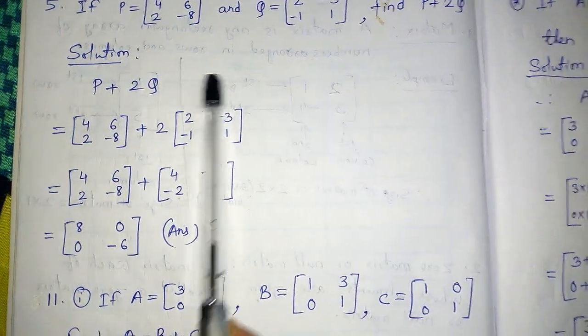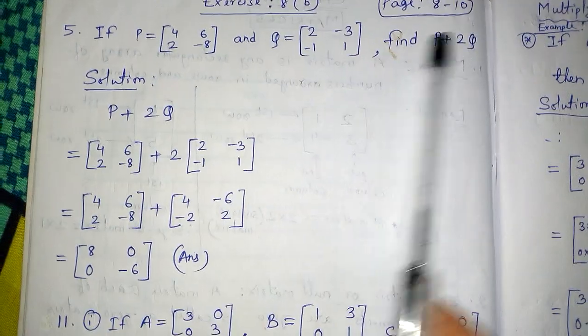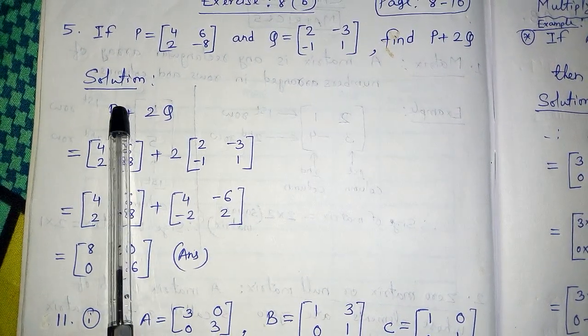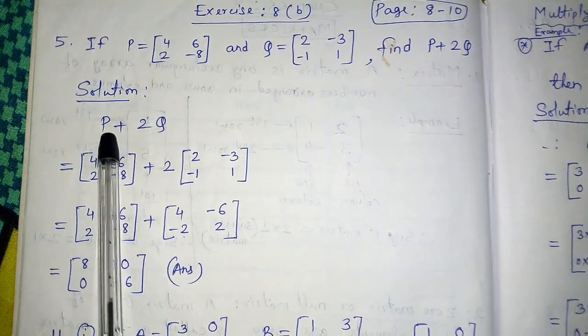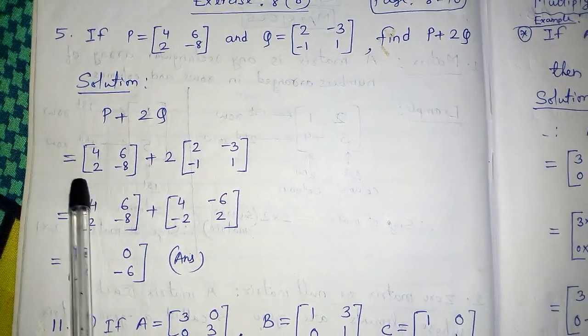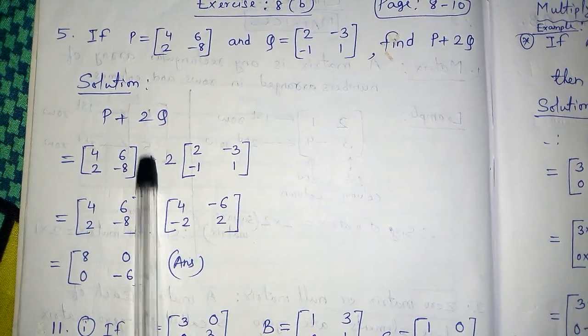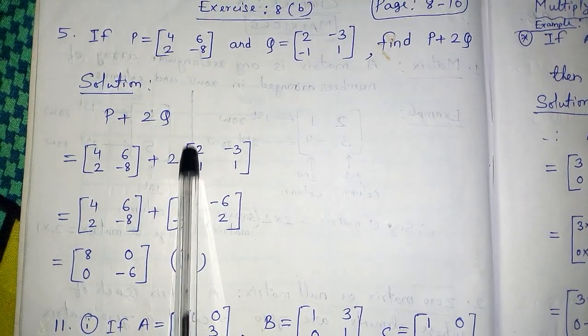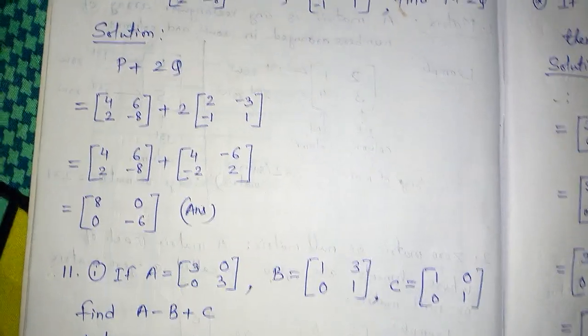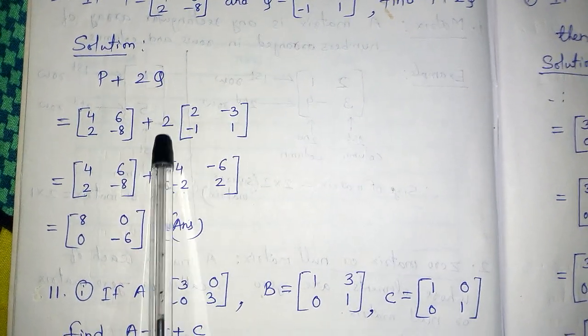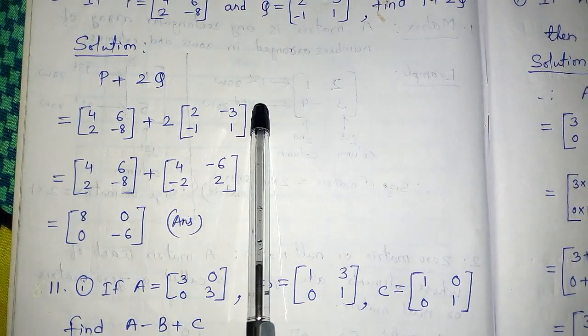So the solution starts: p plus 2q. I write the same thing, and in the place of p, I put the value of p, plus 2 into the value of q. Here is the value of q. Same thing I have put here. Now as you know, this is 2 into q, so this 2 will multiply with all the numbers.